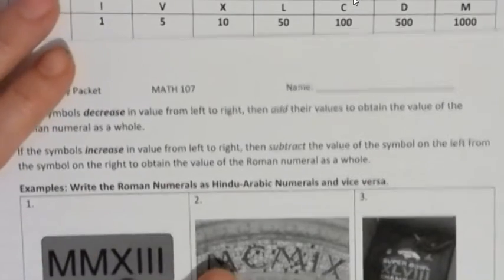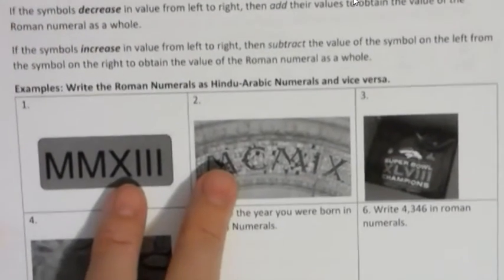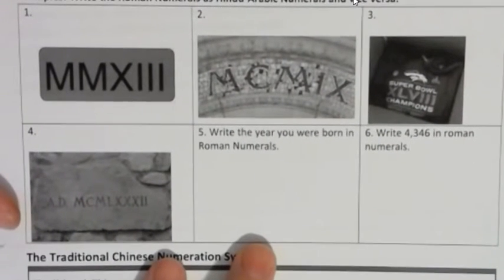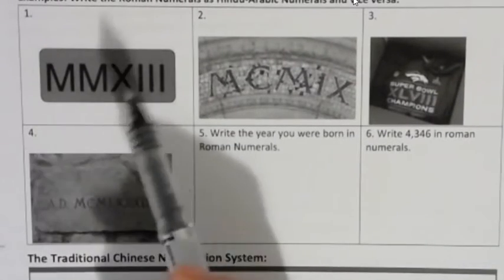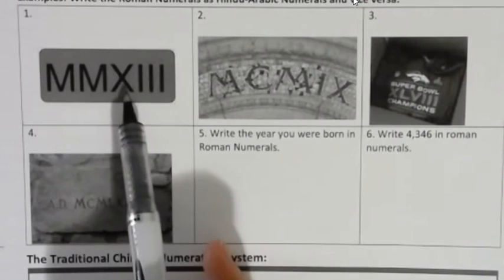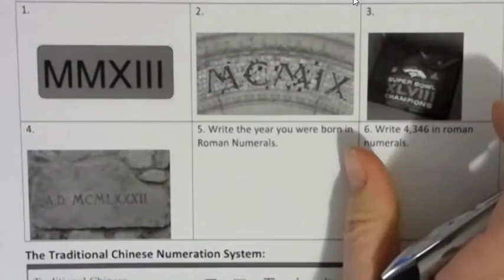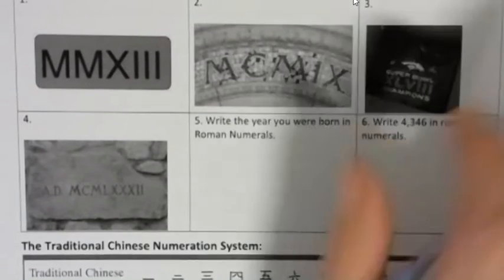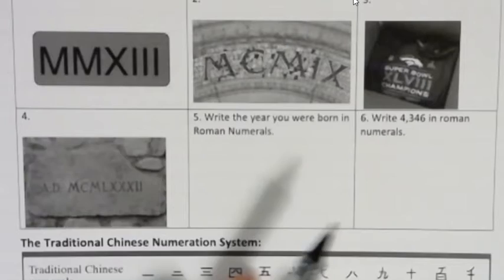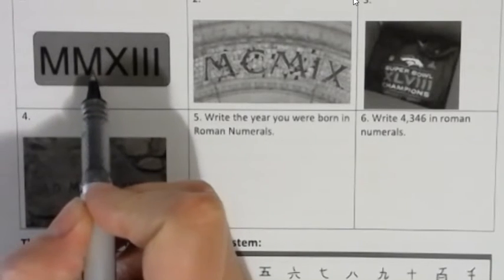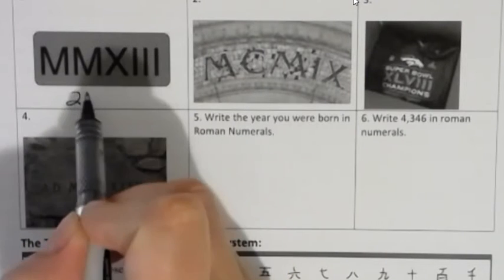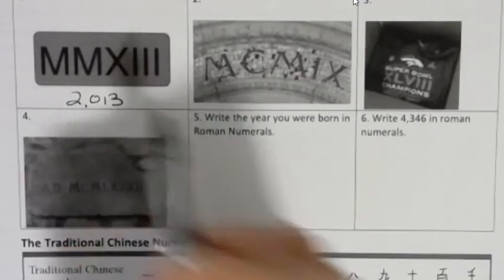I've got some pictures from around that show we're still using Roman numerals today. If the values decrease, an M we said was 1,000, and X was 10, and the tick marks are each 1. So these are definitely decreasing in value. The highest values are on the left, and it goes down from there. When that happens, we just add those together. So M plus M is 2,000, and then 10 plus 3 is 13. That would be 2013.